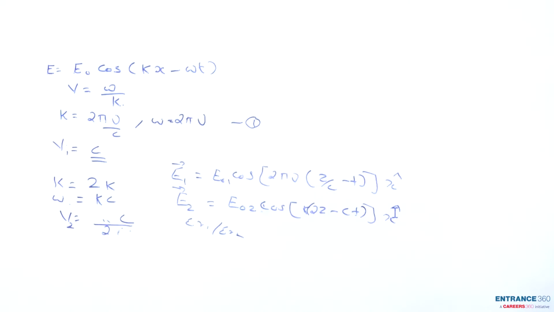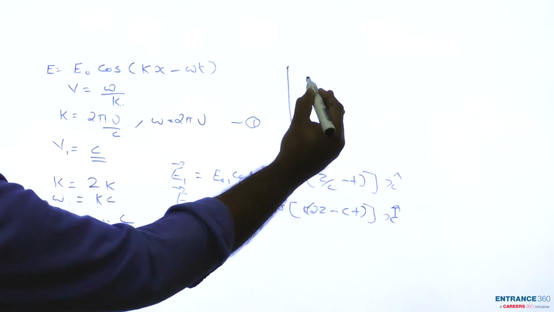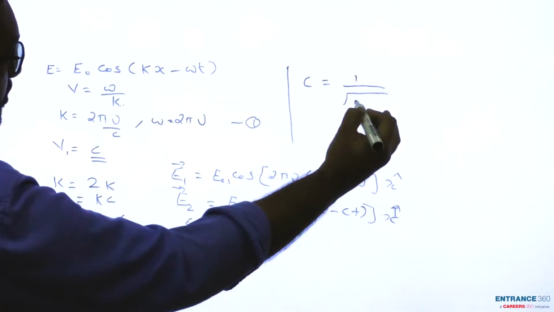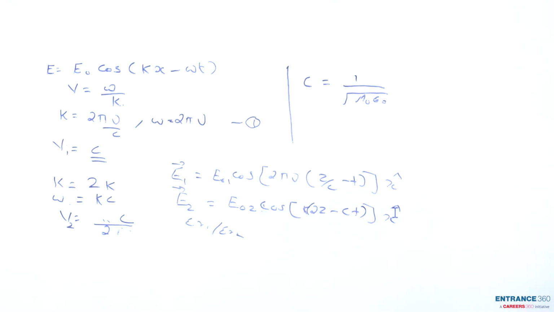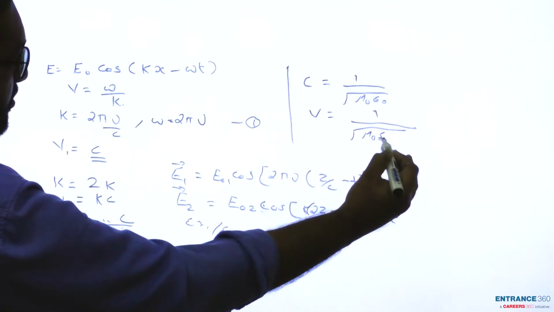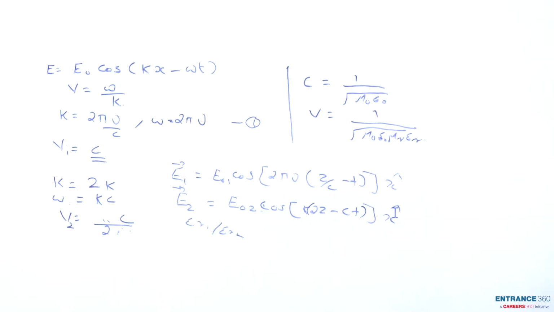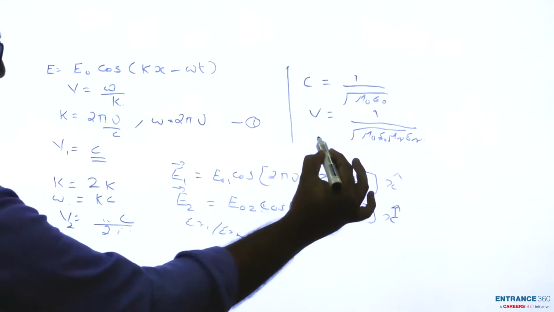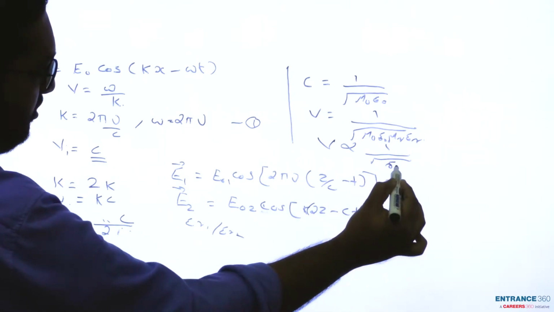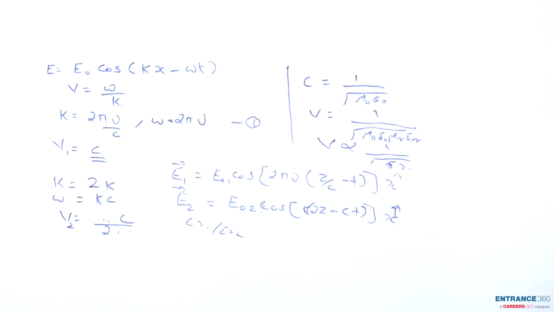Now velocity, permeability and permittivity are related as follows. The velocity of light is given as 1 by root of mu 0 epsilon 0 in air. In a medium, velocity will be 1 by root of mu 0 mu r epsilon 0 epsilon r. In the question, it is given that the medium is non-magnetic. So we can say velocity is proportional to 1 by root of epsilon 0 epsilon r. Epsilon 0 is a constant, therefore velocity is proportional to 1 by root of epsilon r.